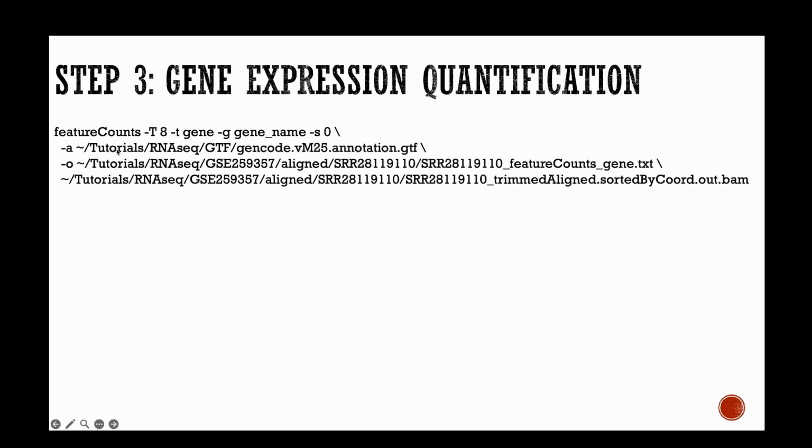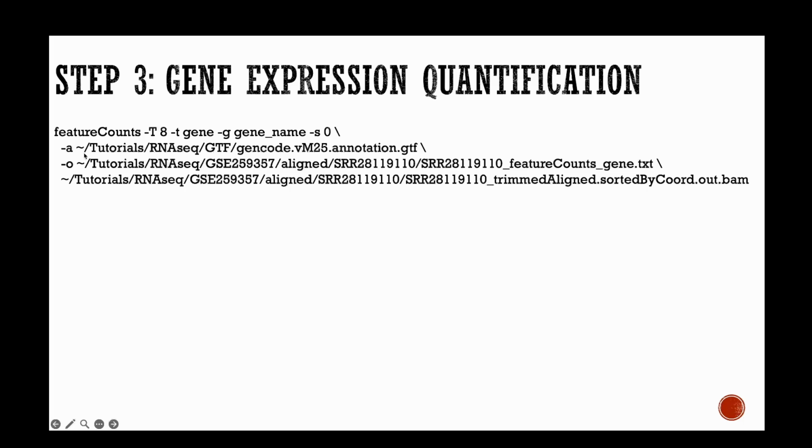Here we use another tool called featureCounts. We want to use 8 cores. We want a gene level quantification, and we want the gene symbols in our expression matrix instead of gene IDs, because it's hard to tell which is which. And our data are not stranded, so we set 0 here.